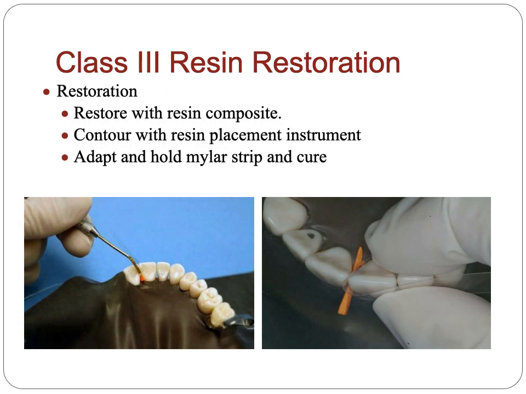We will contour it using the resin placement instrument that you have, and then we will adapt and hold the Mylar strip and cure the material. So in the photo on the left side, you can see that we place our composite, and in the photo on the right side, you can see that we hold the Mylar strip tightly around the tooth and we press more on the cervical area, and then we will place the light cure and cure the material, so the material will take the contour of the tooth structure that you have.